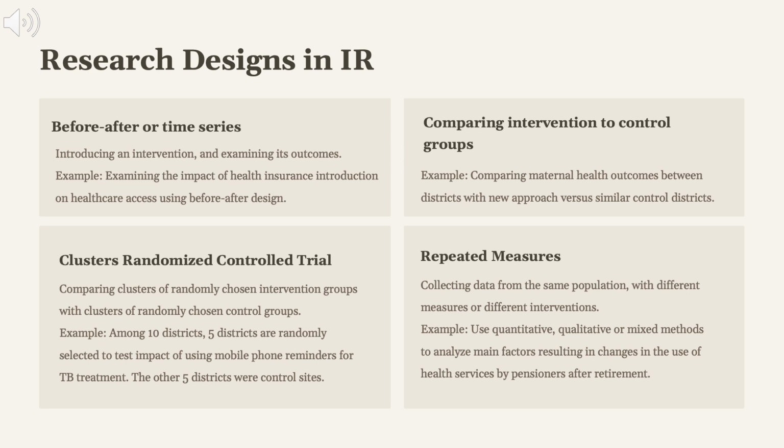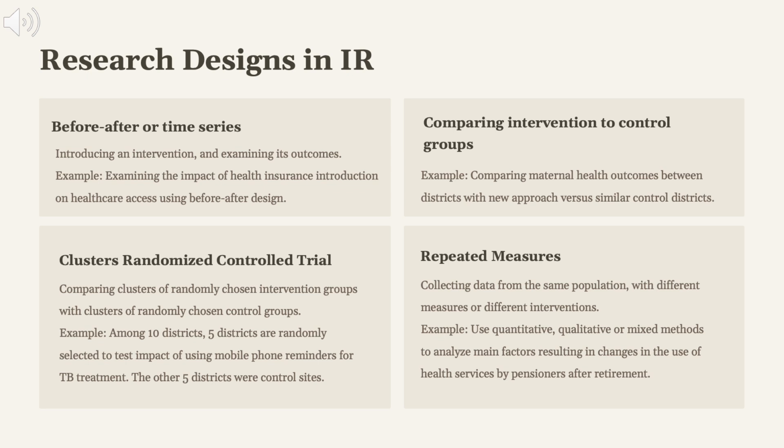Another powerful approach is the cluster randomized controlled trial, often used when individual randomization isn't feasible. In this design, groups, or clusters, such as communities or health facilities are randomly assigned to intervention or control conditions. For instance, in a study on tuberculosis treatment, 10 districts could be involved, 5 randomly selected to implement mobile phone reminders for patients, and 5 serving as control sites without the reminders. This helps establish a causal link between the intervention and observed outcomes.